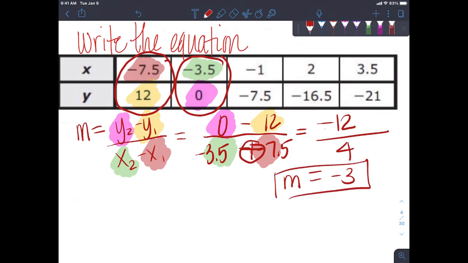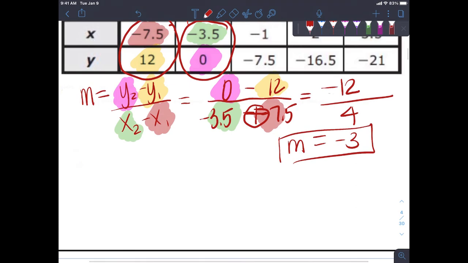Utilizing that slope, I can then plug it back in to y equals mx plus b and solve for b in order to get my full equation in the form of y equals mx plus b. So, first thing, I'm going to pick a point. I'm going to pick this guy because it has a 0 in it, meaning less work on my part. So I'll say y equals mx plus b, and I'm going to plug in those values.